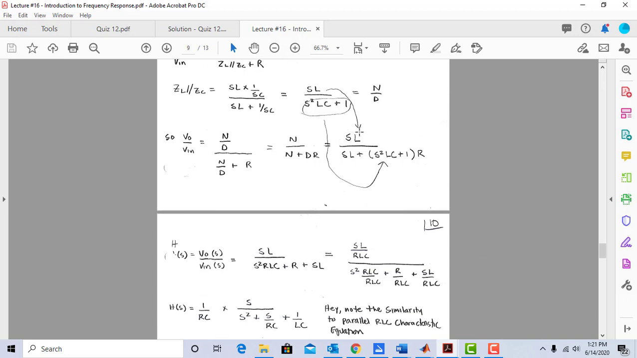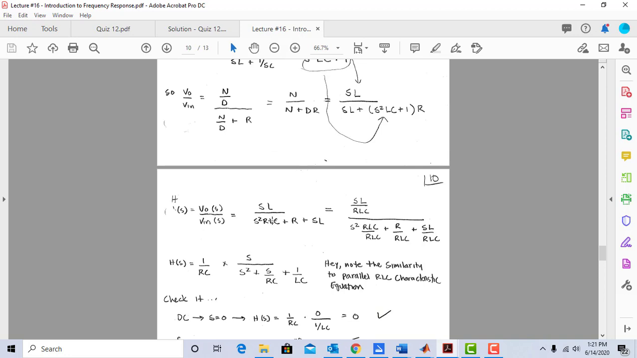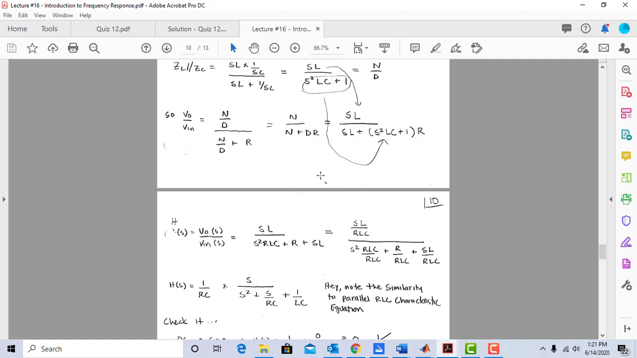But now I'm ready to start multiplying things out. And as always, I'm in no hurry to do any numbers. So H of S, V out over V in. Let's just multiply this out, and I get SL divided by S squared RLC, that's that piece, plus R plus SL.